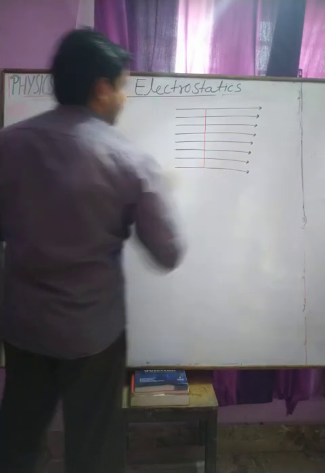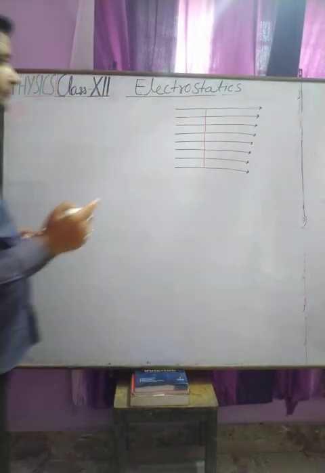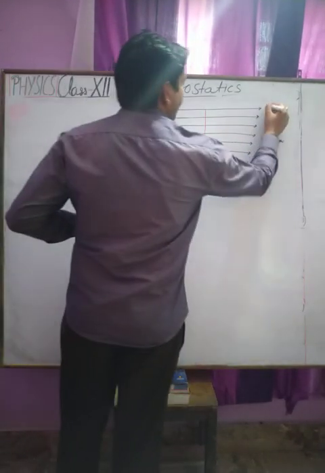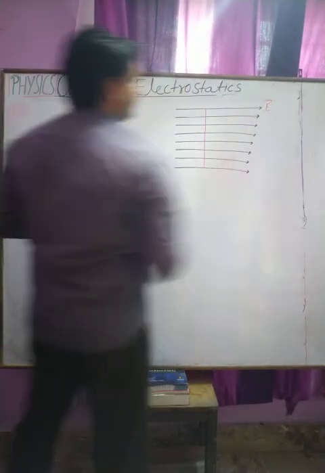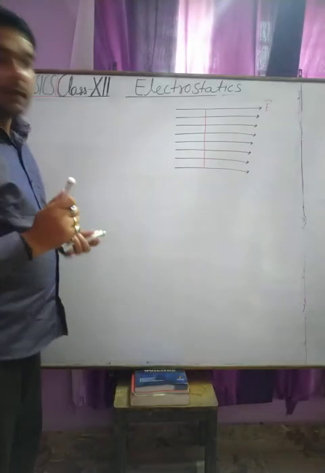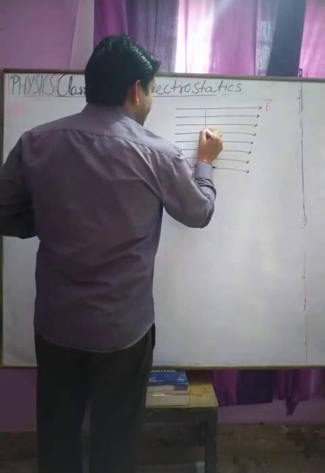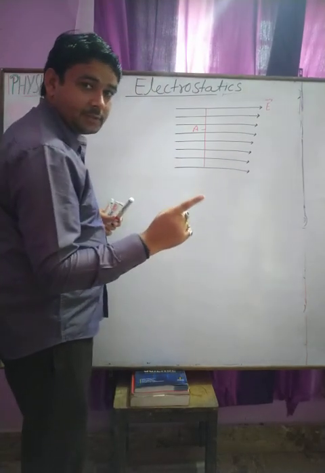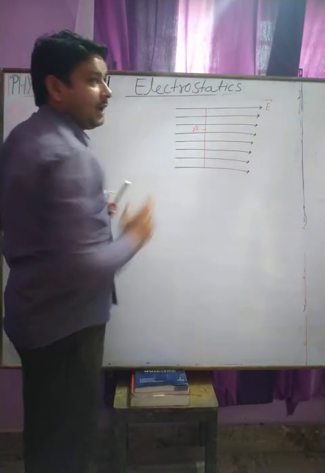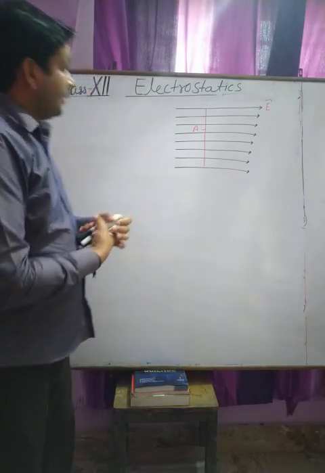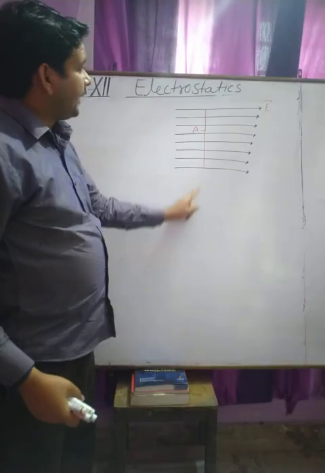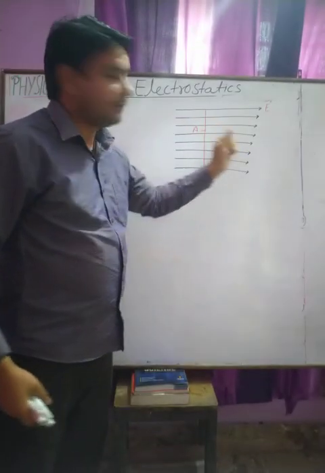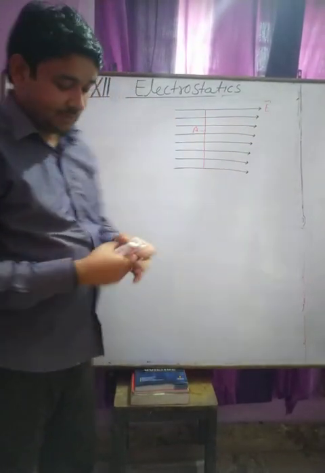We have a plane surface which is placed in a uniform electric field of magnitude E. Now this is a plane surface of area A. When this is placed perpendicular to the electric field, all the field lines are linked with this surface.